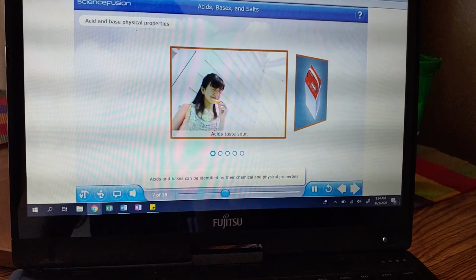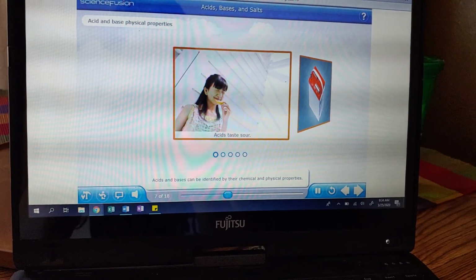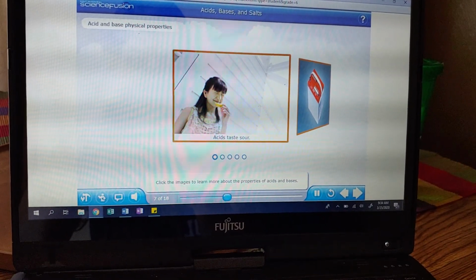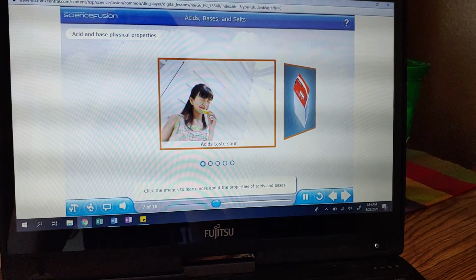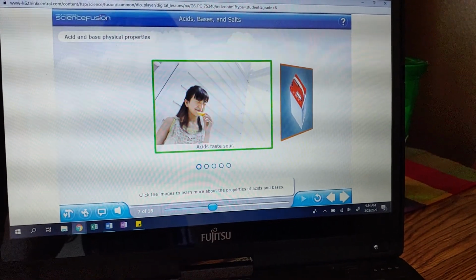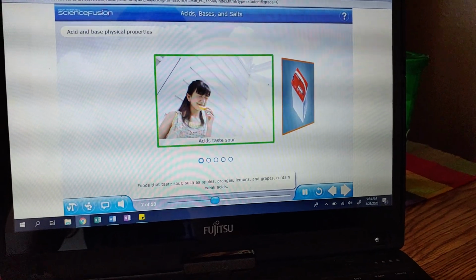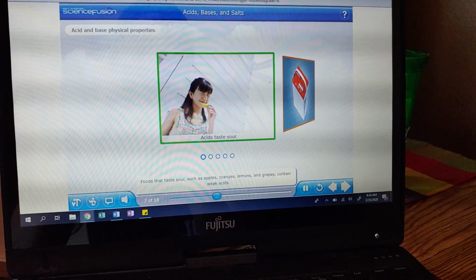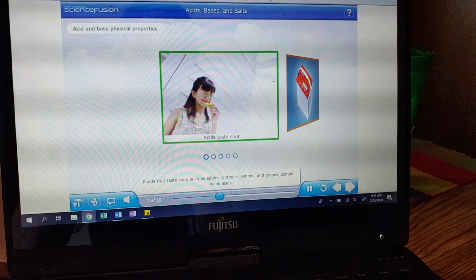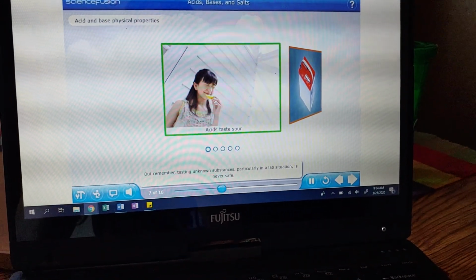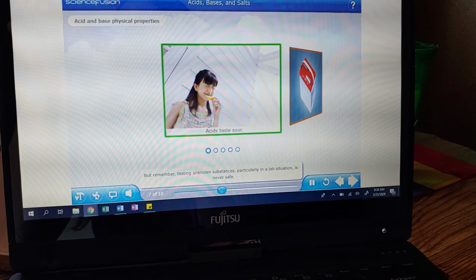Acids and bases can be identified by their chemical and physical properties. Click the images to learn more about the properties of acids and bases. Acids taste sour. Foods that taste sour, such as apples, oranges, lemons, and grapes, contain weak acids. But remember, tasting unknown substances, particularly in a lab situation, is never safe.